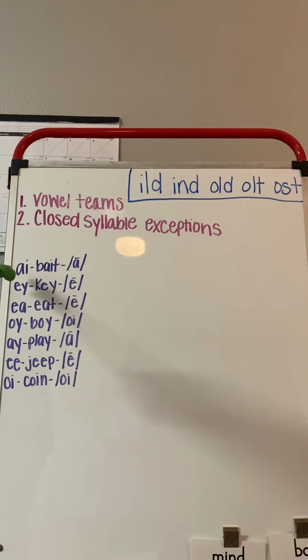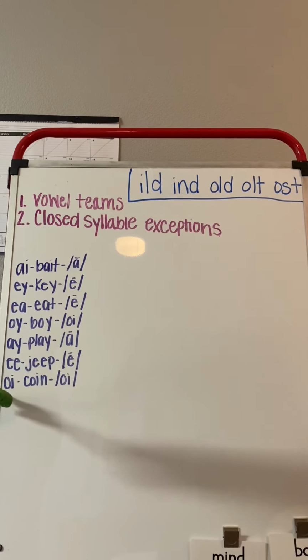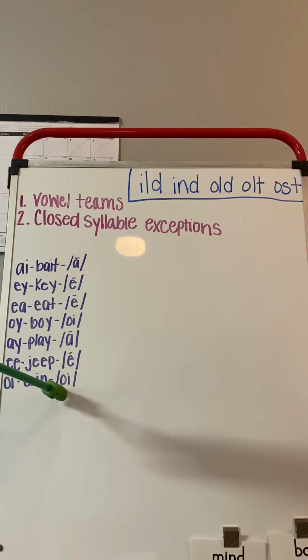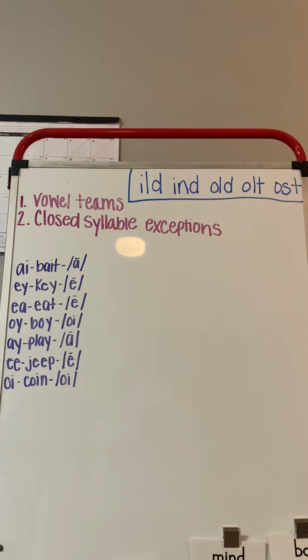So we have A-I, bait, /ā/; E-Y, key, /ē/; E-A, eat, /ē/; O-Y, boy, /oi/; A-Y, play, /ā/; E-E, Jeep, /ē/; and O-I, coin, /oi/. Okay? And that's really as far as we got with vowel teams in Unit 3, was just remembering those sounds that they make. Okay? And then we also talked about our closed syllable exceptions.